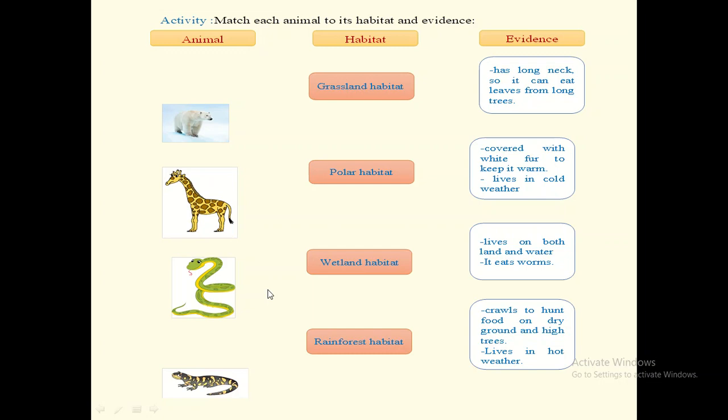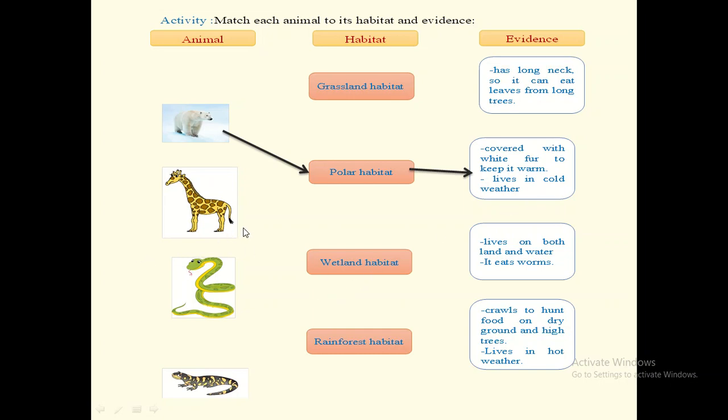Number 1, what is this? It is a polar bear. Excellent. The polar bear can live in which habitat? Excellent. Polar habitat. And the evidence? Very good. It is covered with white fur to keep it warm and lives in cold weather.